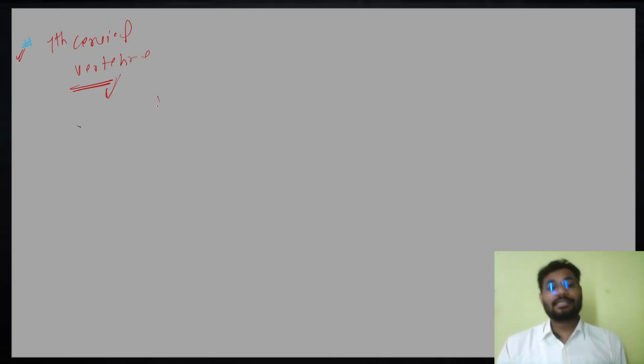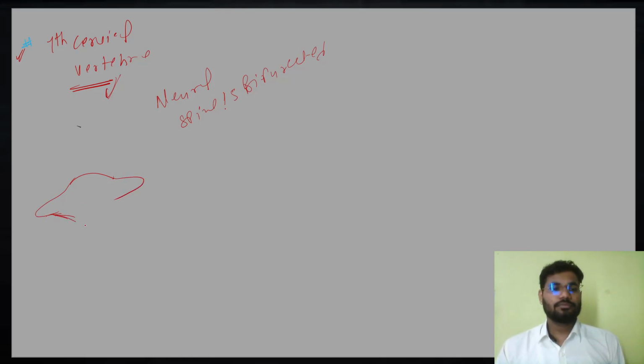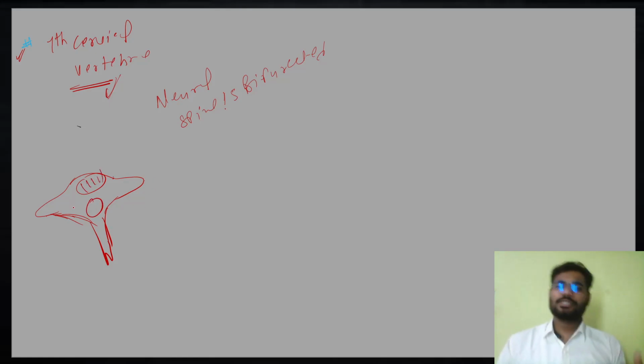So I'm writing it has neural spine is bifurcated. If I just try and show you the structure, so this is a structure. Let us try and show. So this is centrum now. This is neural canal, and this is transverse processes, pre-post zygapophysis present. This is just a bifurcated neural canal. That's the seventh cervical vertebra.